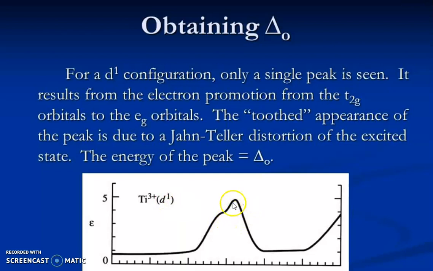Now you can see this peak is also not sharp. You can see this way and this way, so it looks like a hump. For the d1 configuration only a single peak is seen. It results from the electron promotion from the t2g orbital to the eg orbital. The toothed appearance of the peak is due to the Jahn-Teller distortion of the excited state. The energy of the peak is delta. So you can see it is not sharp, it is like toothed. It means there is a further phenomenon happening in the excited state, and that is the Jahn-Teller distortion.